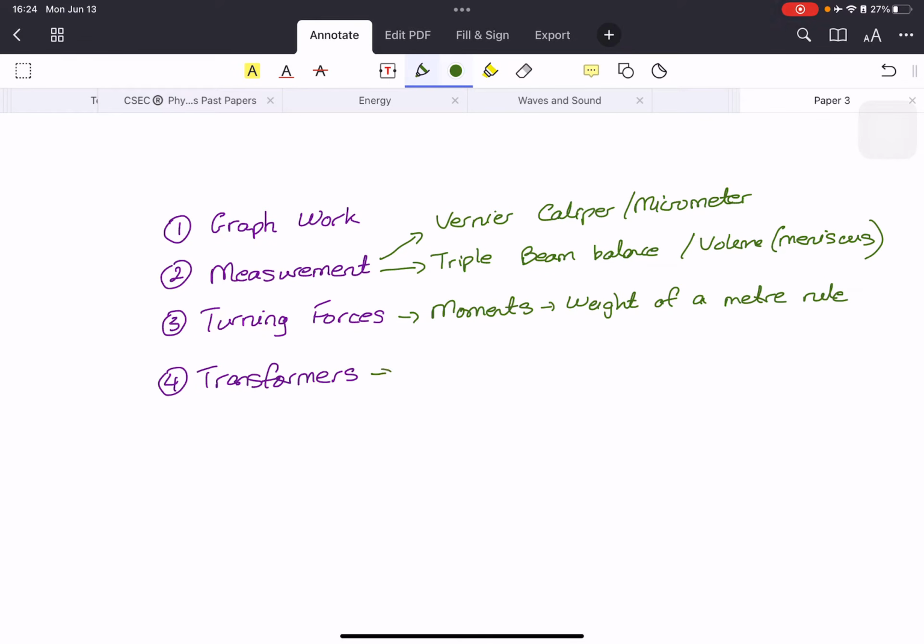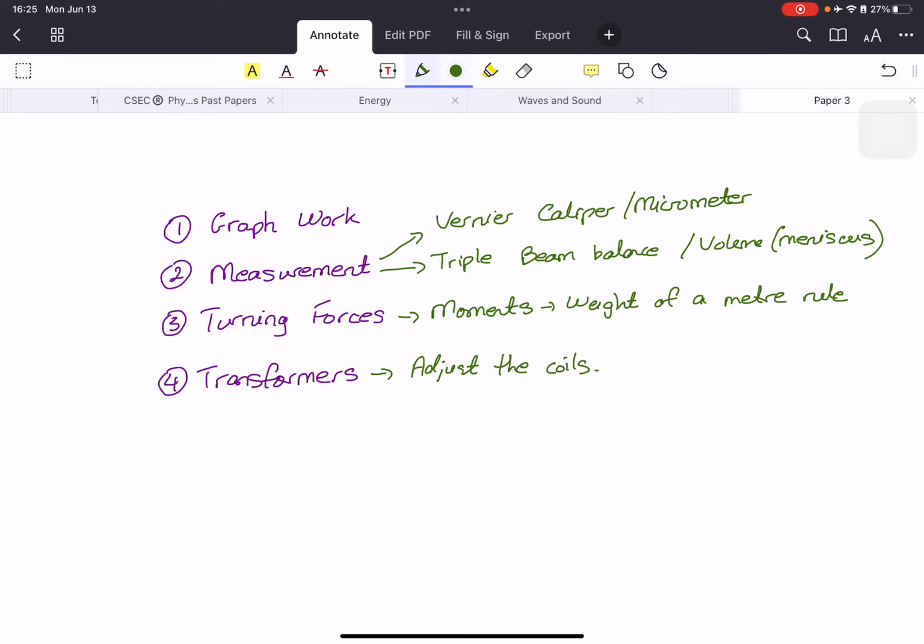And transformers would be, well, we will go into detail about transformers. In order to interpret the experiment, you have to understand a little bit about transformers. So I will also be doing that. But the experiment in transformers will be a theoretical experiment where you have to adjust the coils. Okay, and we'll get into what these things are.